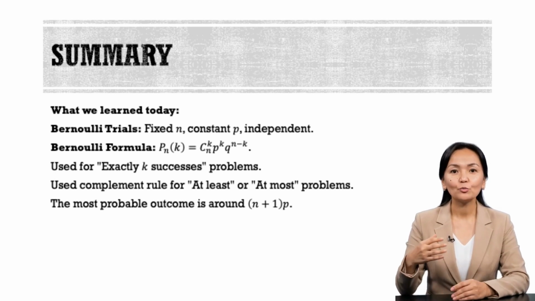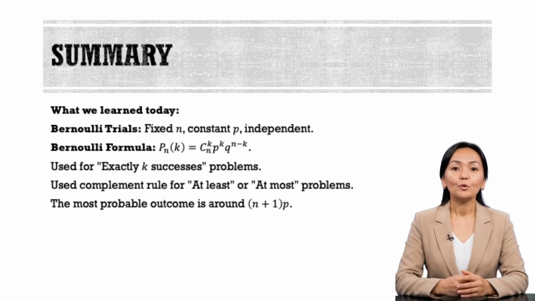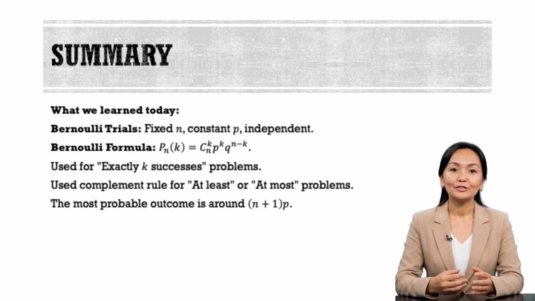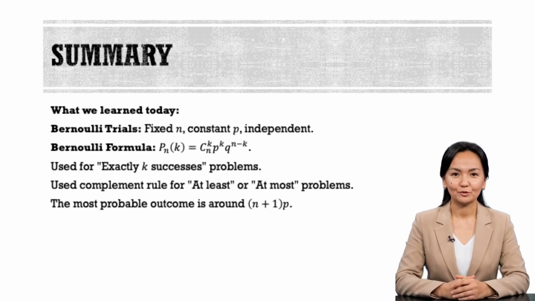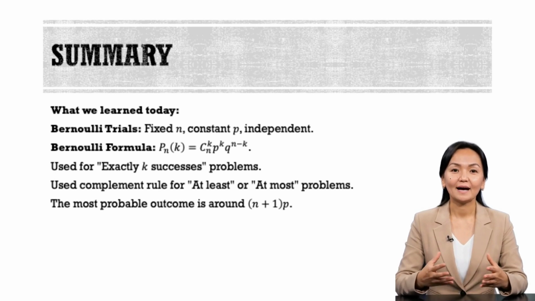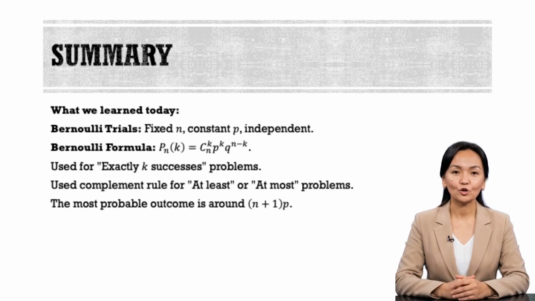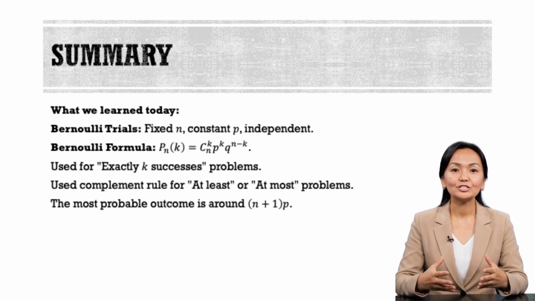Let's quickly summarize what we've learned today. The Bernoulli scheme requires a fixed number of trials, a constant probability of success, and independent trials. The Bernoulli formula, p sub n of k equals c sub n to the power of k times p to the power of k times q to the power of n minus k, allows us to calculate the probability of exactly k successes. We can also use the complement rule to handle at least or at most questions efficiently. Finally, the most probable number of successes is approximately n plus 1 times p. These tools are essential for analyzing any situation involving repeated independent trials.